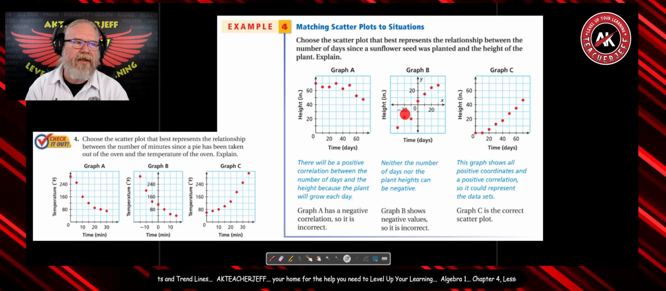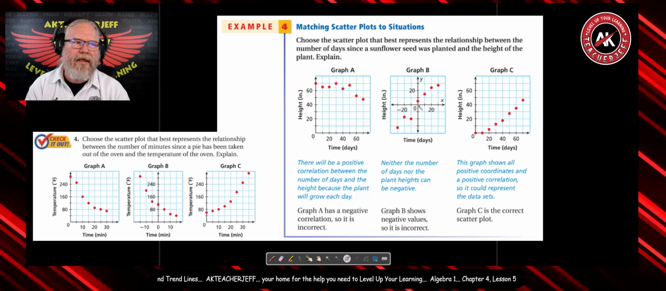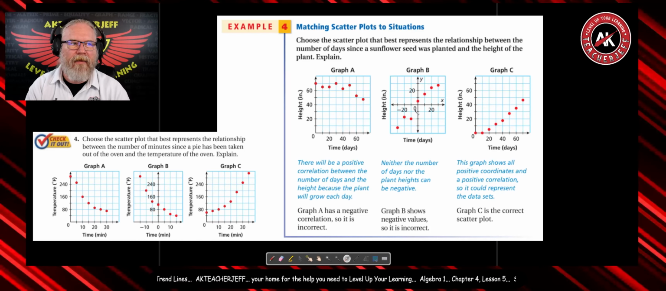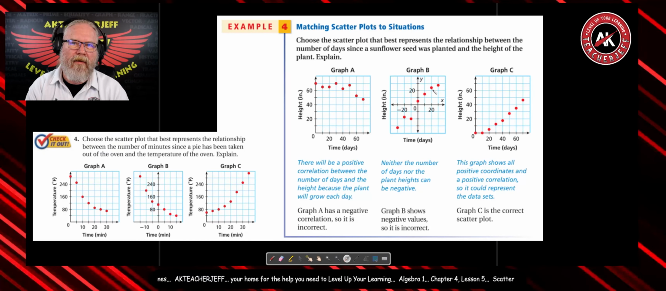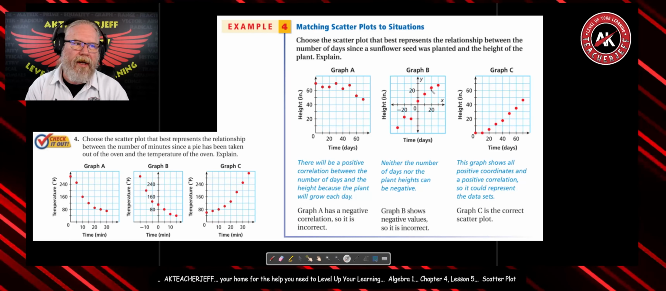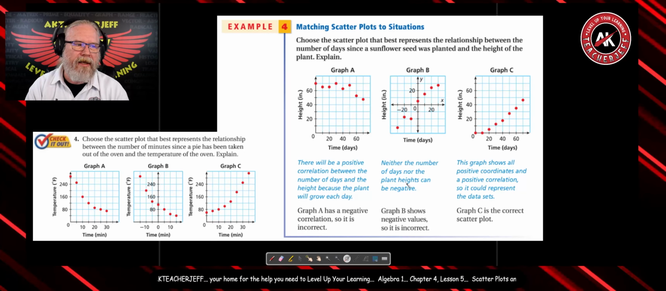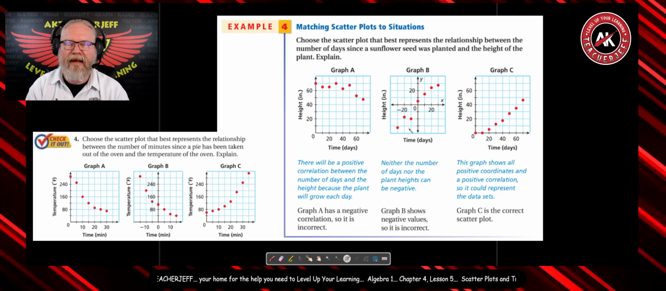Second one, check it out, negative numbers. The plant can't have a negative height, and we can't have a negative number of days. Everything would have to happen up here in the first quadrant, quadrant 1. So we can rule this one out because it's representing negative values.